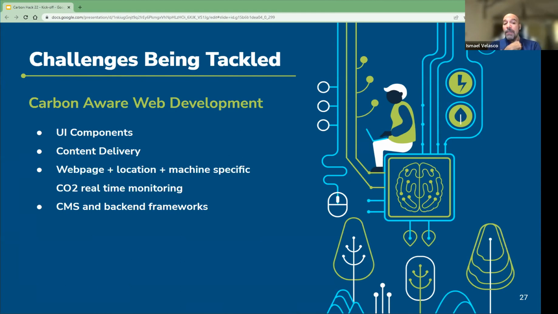And CMS and backend frameworks: mentioned Java Spring Boot. There are also people here working on new CMS implementations, so you can do content management systems that are carbon aware from the word go. Next slide, please.